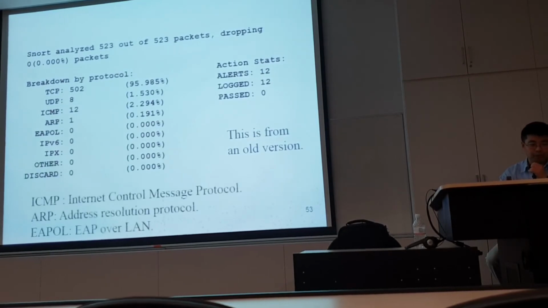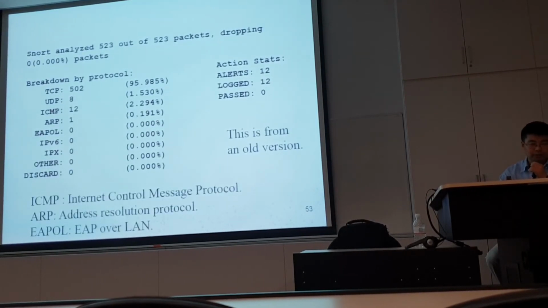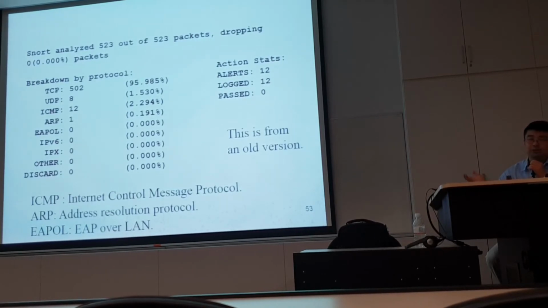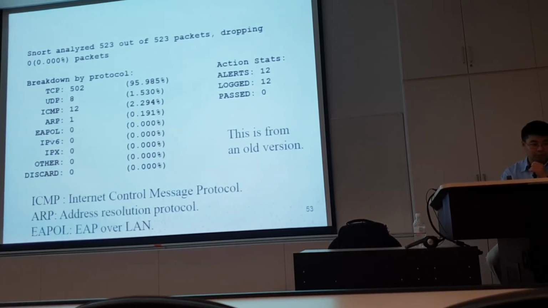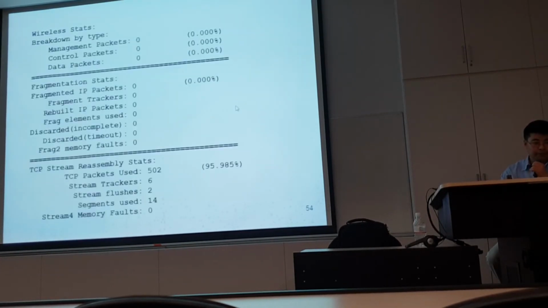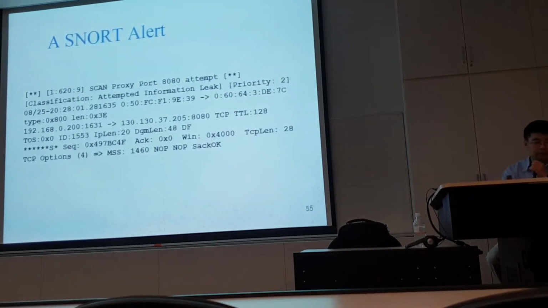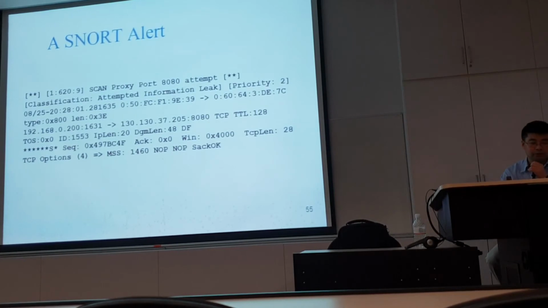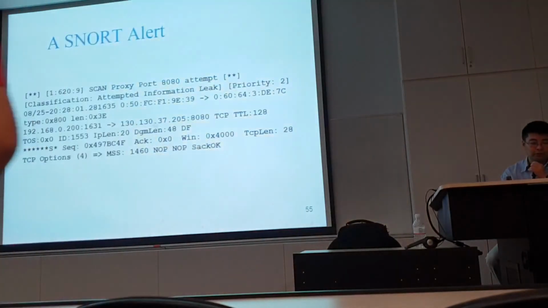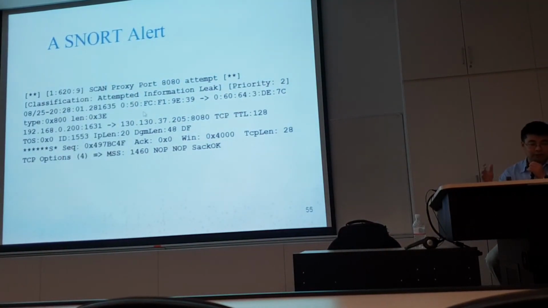So this is basically some reports generated by the system. It's for network monitoring and intrusion detection, right? Different protocols, like the packets and so on, and then how many alerts and how many logged, and so on. Some more information, right? Okay, so this is a report. So scan proxy port 8080, right? So these are details, but this kind of information may be difficult for a non-security user to read.